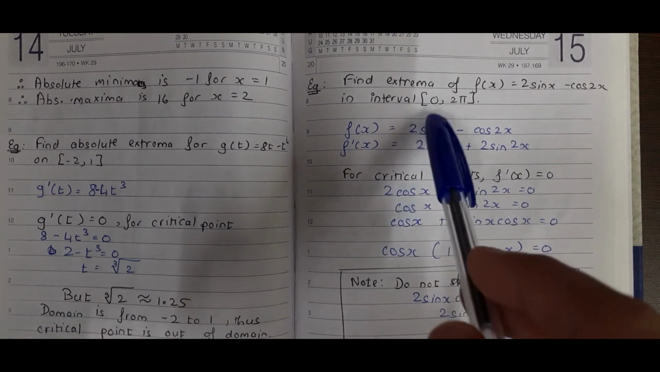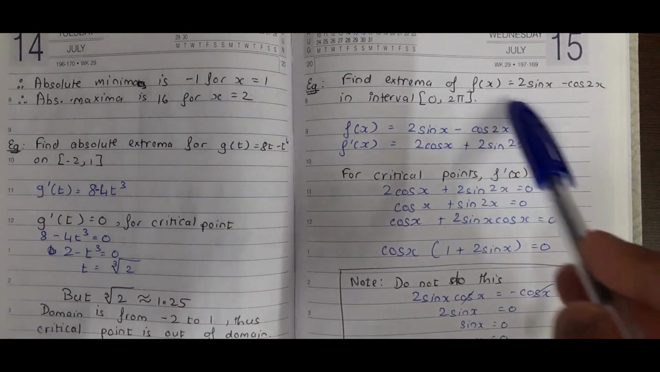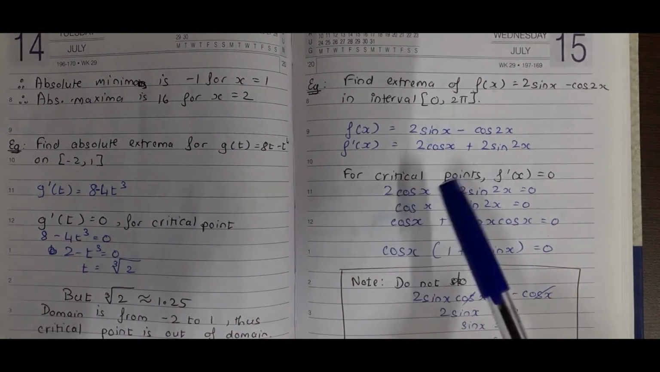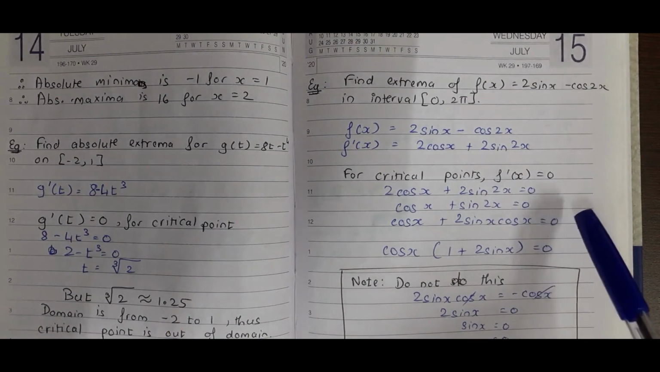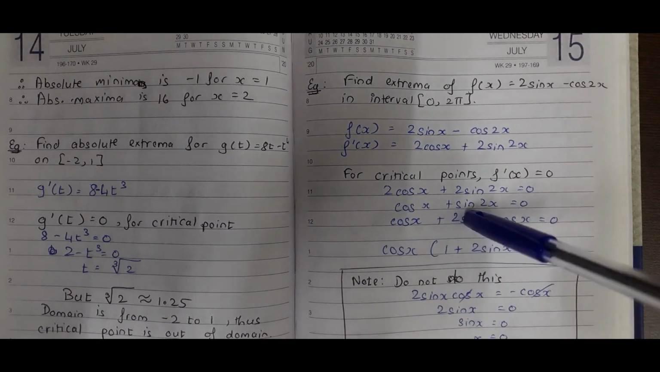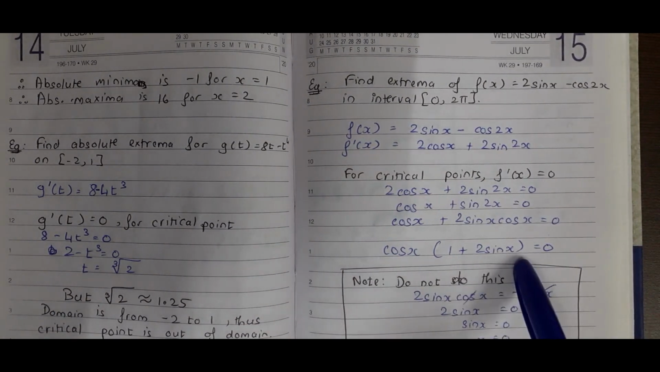You take a derivative, your sin x becomes cos x, cos 2x becomes negative of sin 2x, and you apply the chain rule. Then the next step is find the critical points. So you equate this to 0. Again, this will never be infinity, so you equate it to 0. You simplify it, you get cos x plus sin 2x. Sin 2x can be opened as 2 sin x cos x. So over here you are taking out common.